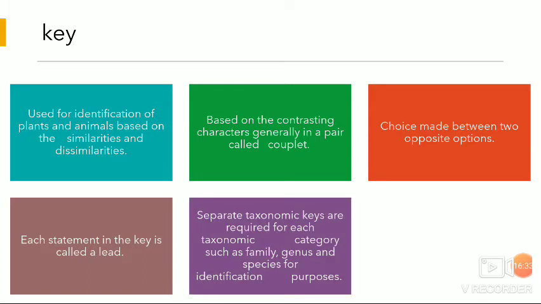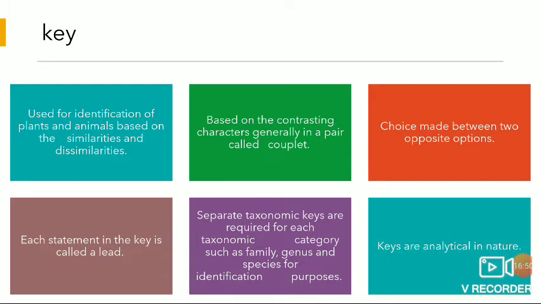Then separate taxonomic keys are required for each taxonomic category such as family, genus, species for identification purposes, and these are normally analytical in nature. Then comes flora, manual and monograph. So these are also important topics.